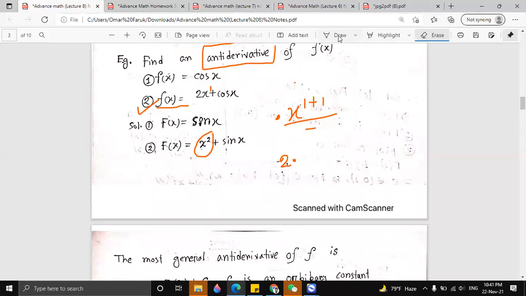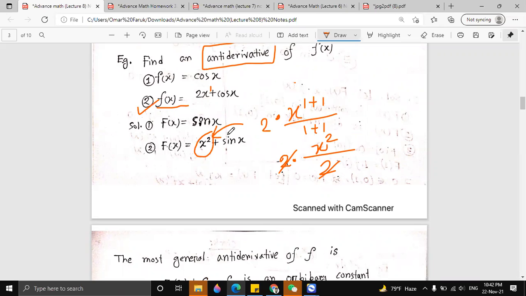So you can see, I wrote 2 here, right? And here was 1 plus 1. So 1 plus 1 will make 2, and on the upside we have x to the power 1 plus 1. That means x square, right? So this 2 and this 2 get cancelled, and we get our final result x square. So this way we calculate the antiderivative or integration.